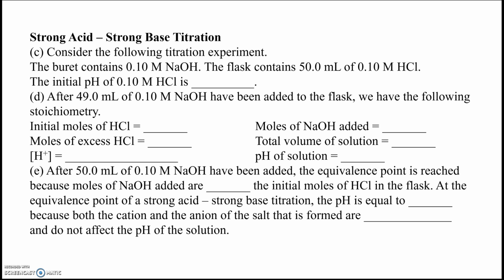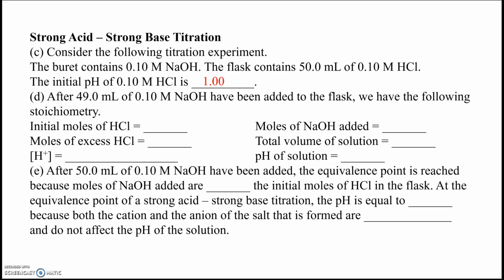So we've got an experiment where I've got a burette containing 0.1 molar sodium hydroxide, and the flask itself is 50 milliliters of 0.1 molar HCl. So you can see I have a strong base being added to a strong acid. They both have the same molarities. This is about as easy as the problem can be. And the initial pH of 0.1 molar hydrochloric acid, because it's a strong acid, is going to be 1.00.